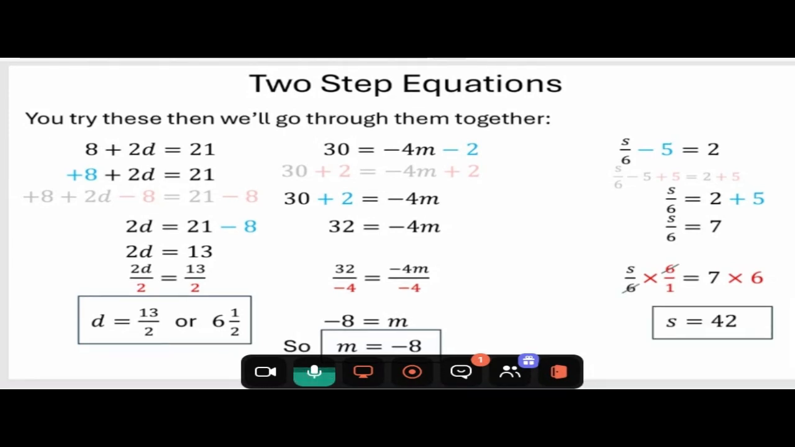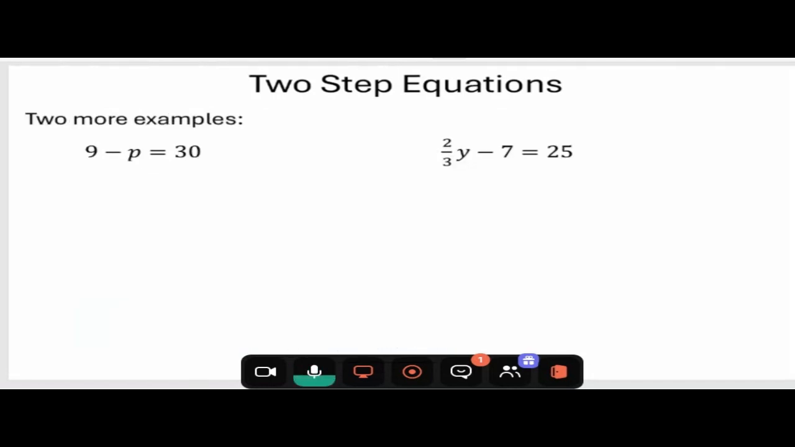Right, so there's those 3. And I got 2 more here, and these ones have just a few last twists on them. The second one, you see we have a fraction. We did look at one like that in our one-step equations, so this will just be a little reminder.